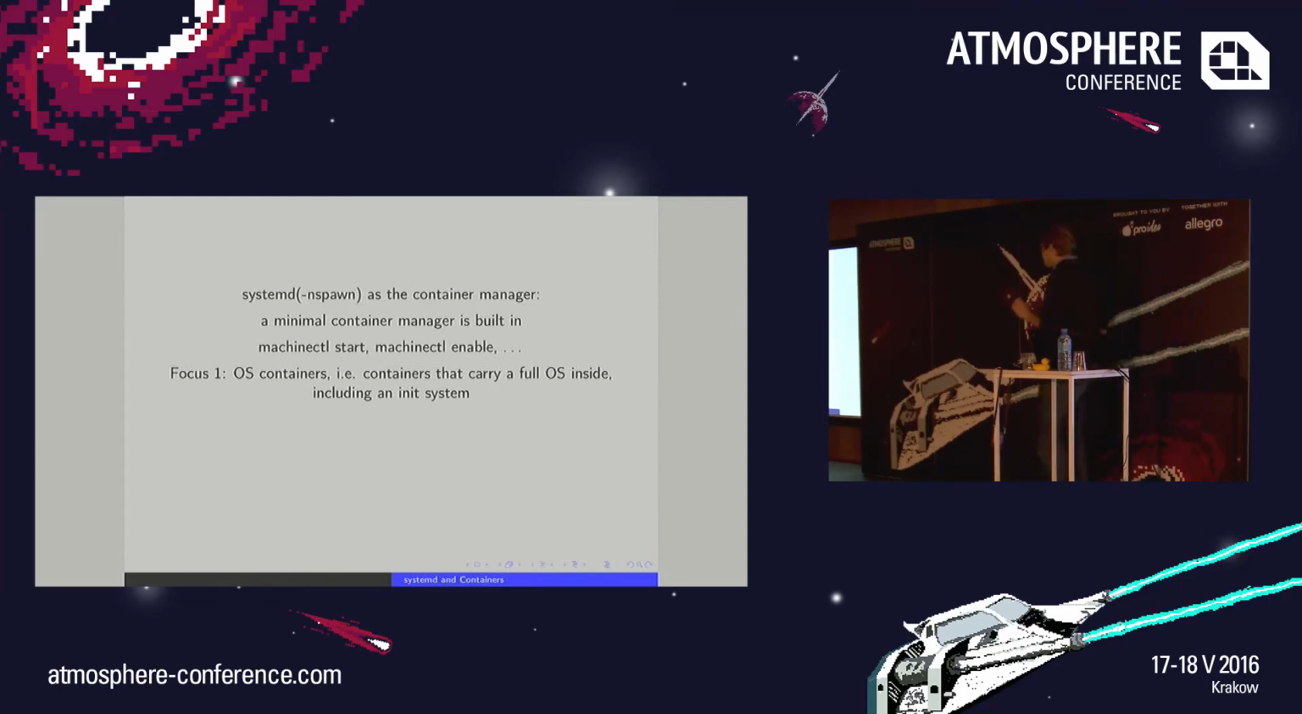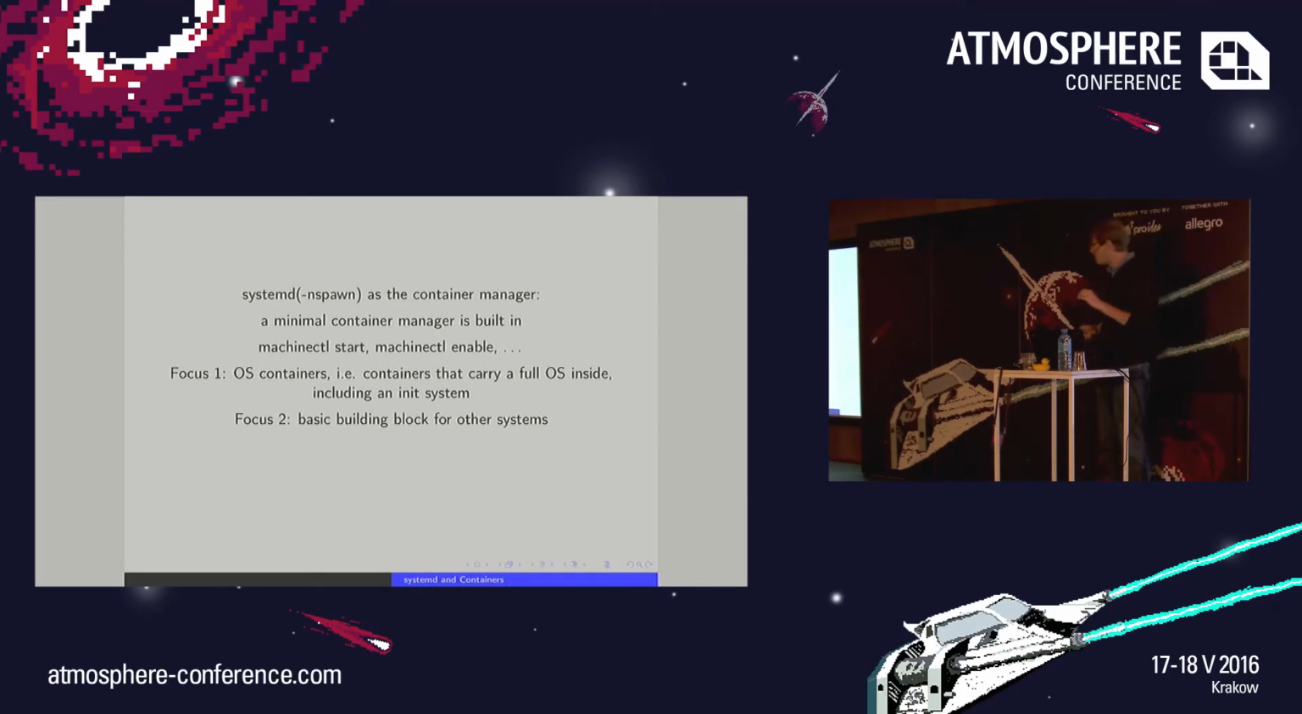To make this clear, what nspawn is and what it isn't, the focus of nspawn is full OS containers, right? The focus of nspawn here is that you actually run an init system inside of it. I kind of mentioned this already, that is different from the approach that Docker is choosing, because Docker's focus is really on microservices, right? So that you run exactly one service inside of a container. So our focus number one with nspawn is actually OS containers that carry a full OS inside, including an init system.